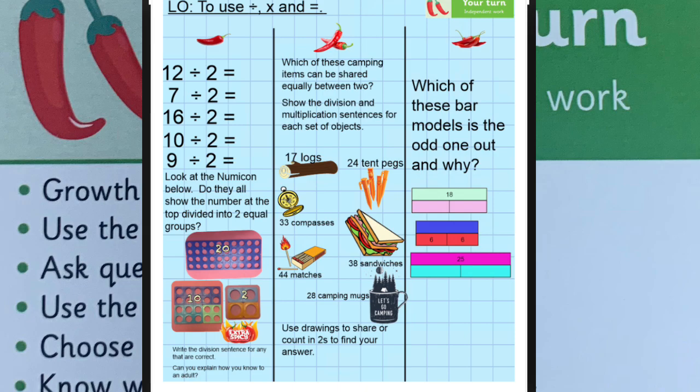For Chilly Challenge 2, there are a number of items that you might use or might see when you're camping. Can those items be divided by 2? Show your working out, can you count in 2s? Or use your knowledge of odd and even numbers to know which ones will work and which will not. Chilly Challenge 3, there are 3 bar models there. Can you work out if there is an odd one out? And explain why. Have a go and then come back for a check.